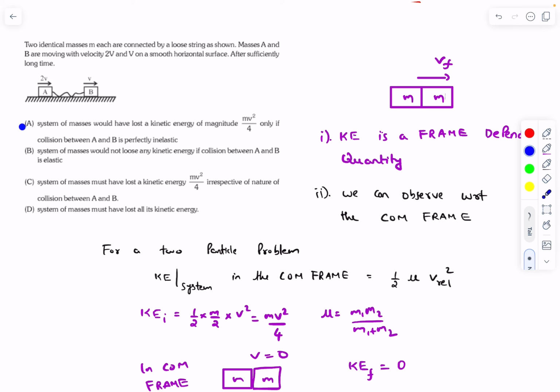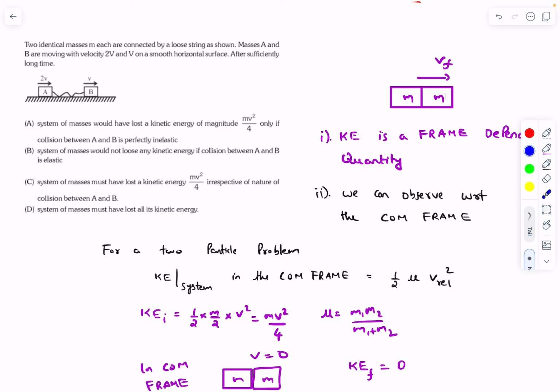So let's, we'll come back to that option. So let's read the other option. In the second question, they're saying the system of masses would not lose any kinetic energy if the collision between A and B is elastic. So in option B, we have to talk about some energy conservation stuff if the collision is elastic.